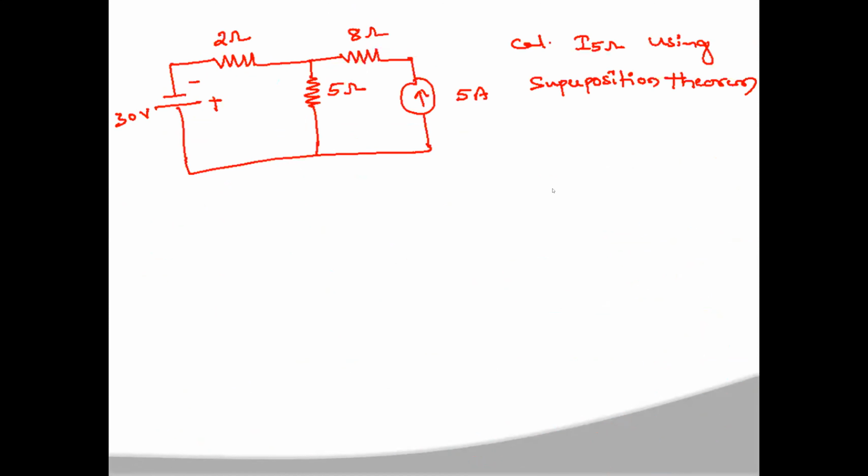Can you do this one for homework? 30 volts and 5 amps. We go for another problem for superposition theorem. Take this problem for homework.